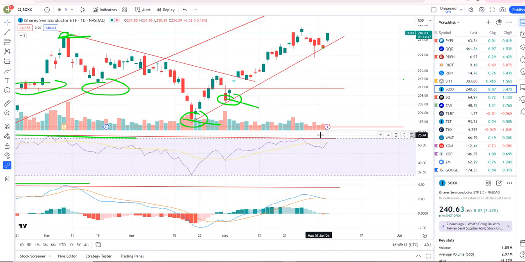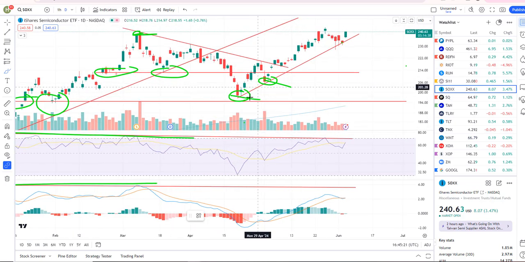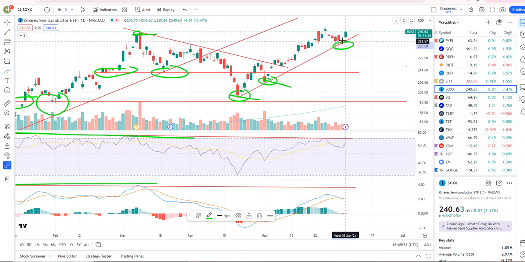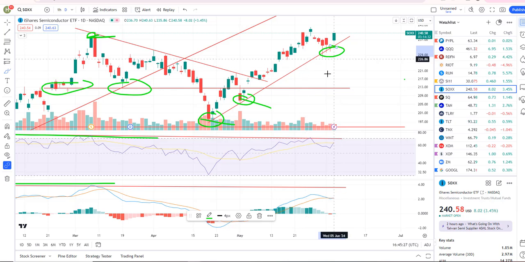Looking at the semiconductors, obviously NVIDIA, I talked about not having any sell signal. Here's the semiconductor index, SOXX. And you can see basically we've got some support on this trend line, and that support remains intact. There's no break of support.